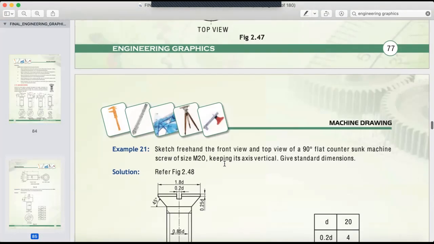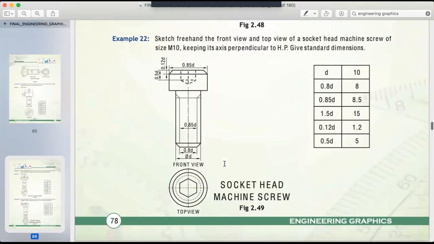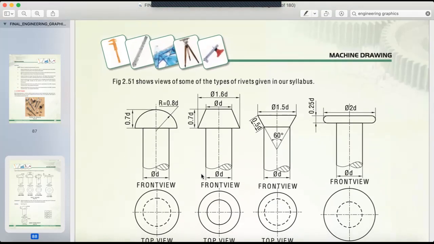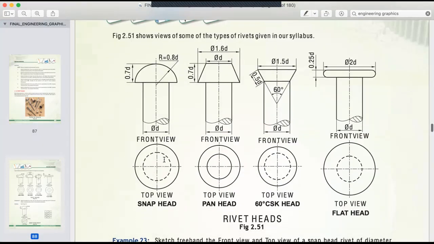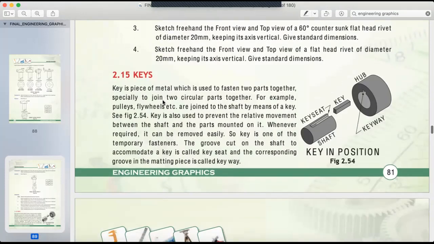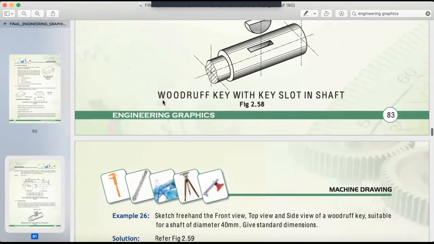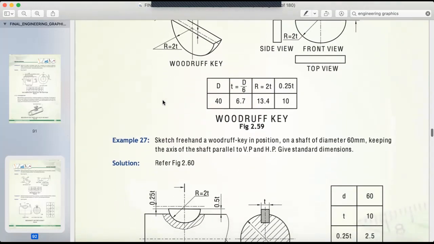This is just a front view, top view. And after that, screws are done. Rivet heads. Yeah, there are 4 rivet heads also we need to remember. One is snap head, another one is pan head, then 60 degrees CSK head, and flat head. So this is a permanent fastener, and screws are temporary, right? Screws, nut and bolt, that way you can differentiate. Then keys we don't have in our portion, but you can go through it if you want. So this much is the first and second chapter.